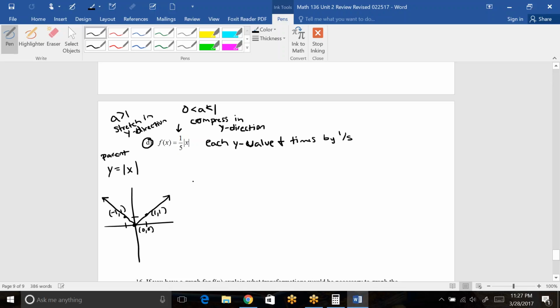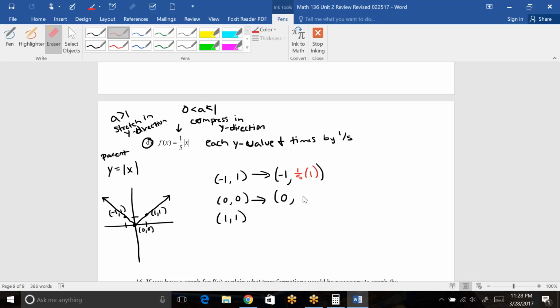So for example, if you take those 3 points, -1, 1, 0, 0, and 1, 1, you're going to transform them. You're not changing any x's because, like I said, if it happens outside of the parent, it's affecting y. You're going to transform them by multiplying each of them by 1/5. Actually, let me write that in the other order. 1/5 times 0, just like the first one. And then the last one would be 1, 1/5 times 1.